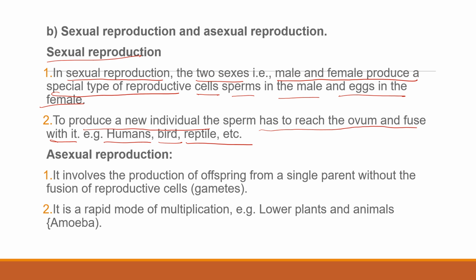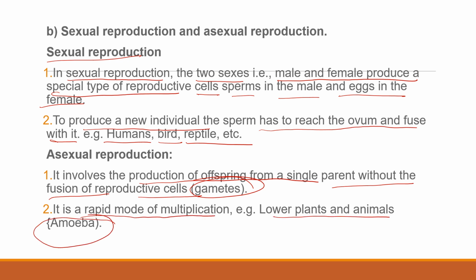So, asexual reproduction, what is it? Asexual reproduction involves the production of offspring from a single parent without the fusion of reproductive cells or gametes, and it is a rapid mode of multiplication. Lower plants and animals such as amoeba are under this asexual reproduction mode. Fusion of male and female gametes is not required. A single parent is enough, and without any fusion this reproduction is happening. So this is the difference between sexual and asexual reproduction.